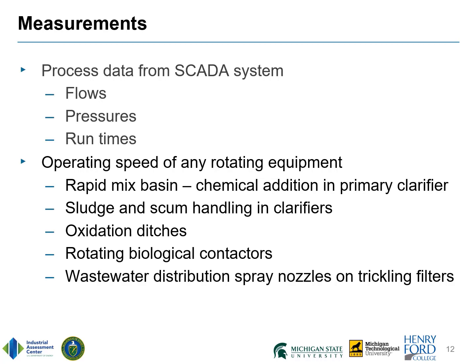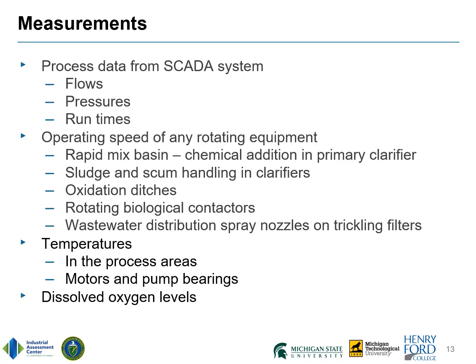Now, it should be noted you won't find all of those in one wastewater treatment plant. For instance, you'll find either an oxidation ditch or a rotating biological contactor or trickling filters. Be sure to record the temperature of the process areas. Temperatures that are too hot or too cold may be a reason for poorly operating equipment. With most wastewater treatment systems, it is critical to monitor the dissolved oxygen levels in the aeration basins.